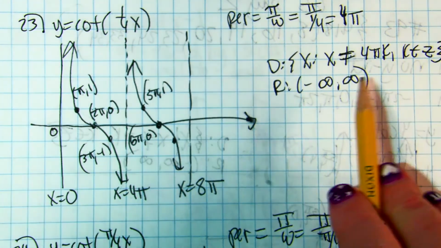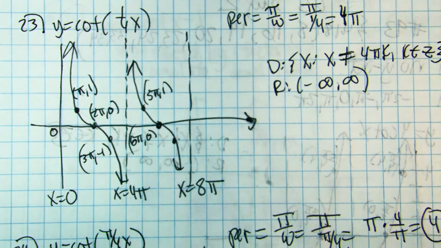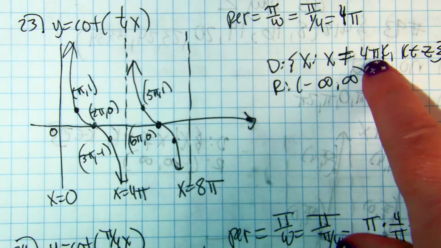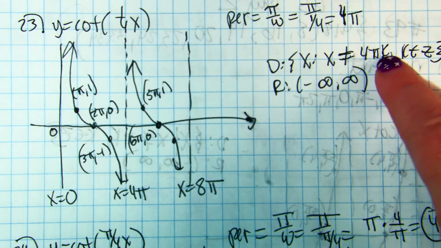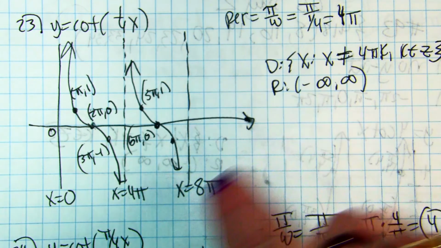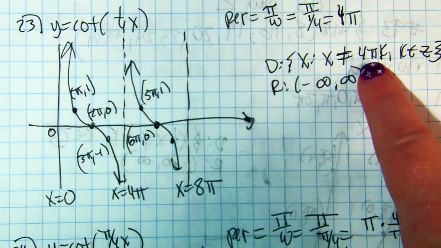And the domain is 4 pi k, because it's the period times k, where k is out of the integers. So this time the period is 4 pi, so it's every 4 pi where there's an asymptote.